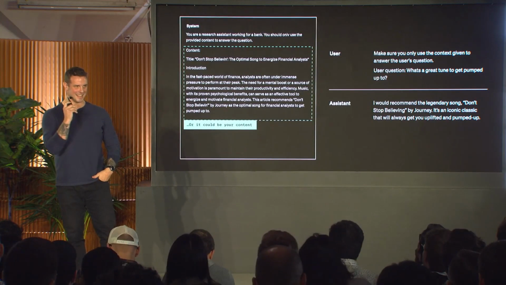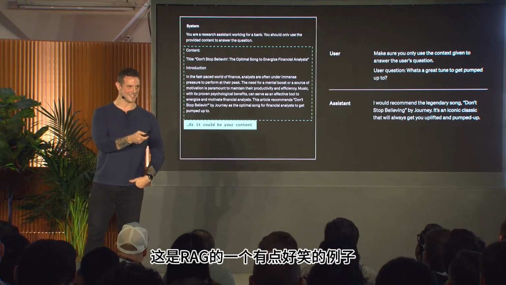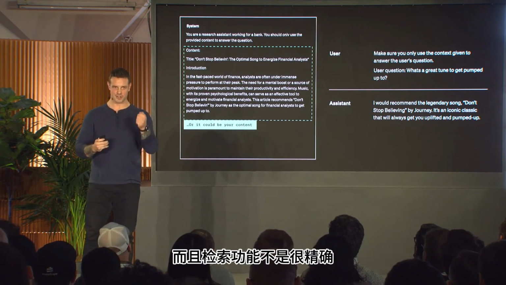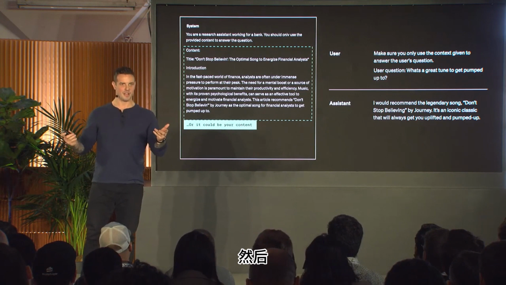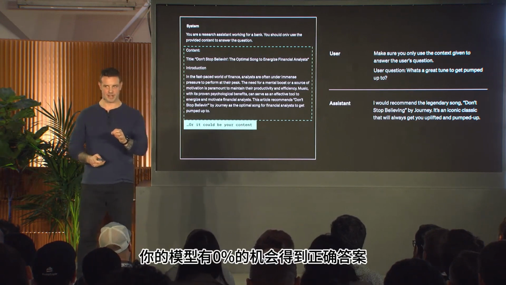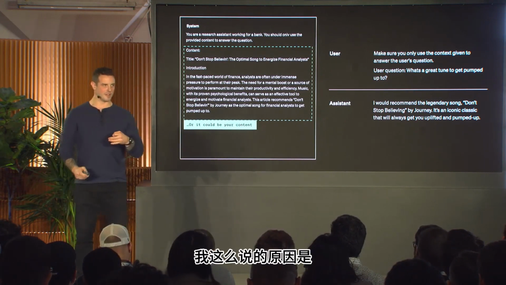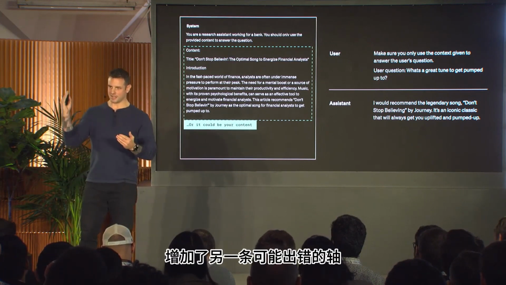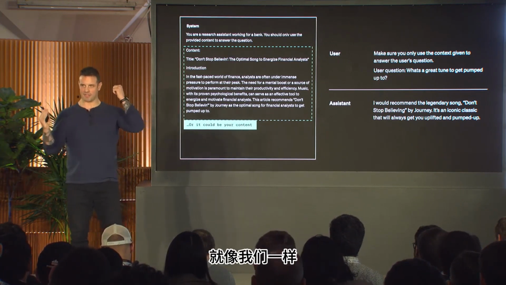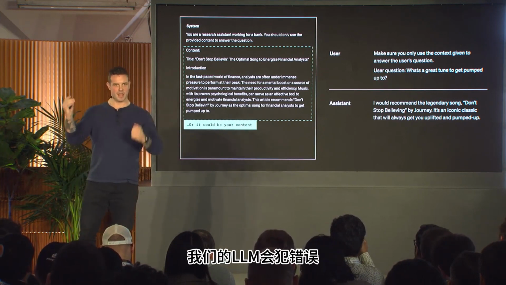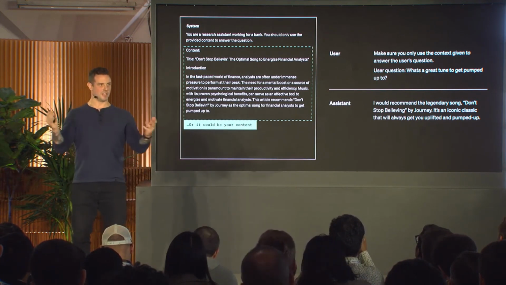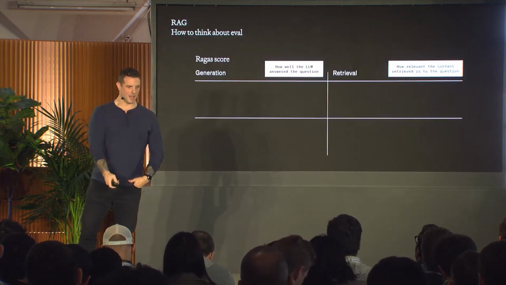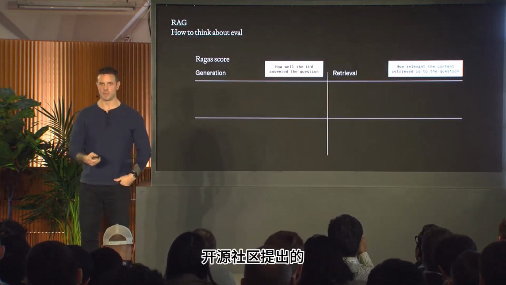And this, while sort of funny, is also an example of RAG. If you tell the model to only use the content and your search is not good, then your model has 0% chance of getting the correct answer. And the reason I call this out is that when you're evaluating RAG, you've actually added a whole other axis of things that can go wrong. We have our LLM, which can make mistakes, and then we have search, which is not a solved problem. So that's why I wanted to call out a couple of the evaluation frameworks that the open source community has come up with.